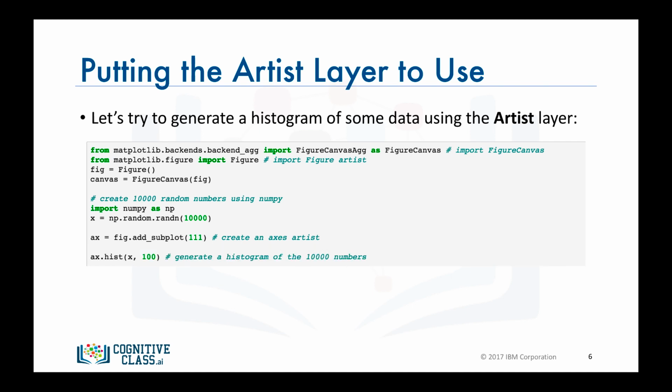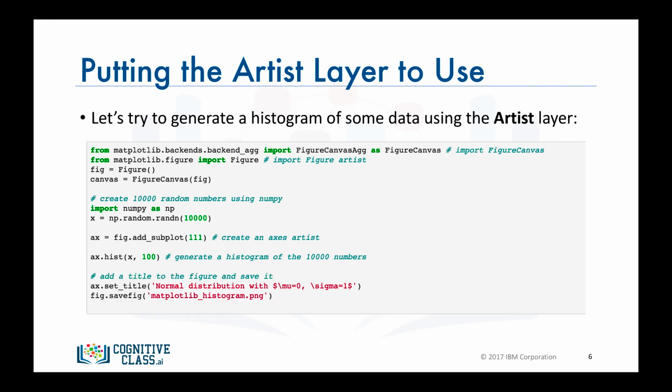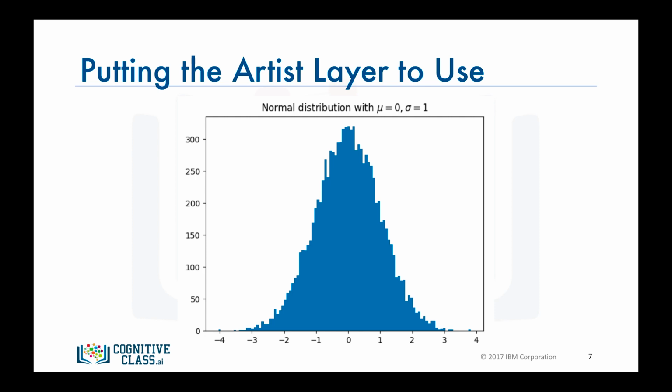Then we call the axes method hist to generate the histogram. Hist creates a sequence of rectangle artists for each histogram bar and adds them to the axes container. Here, 100 means create 100 bins. Finally, we decorate the figure with a title and we save it. Now, this is the generated histogram. And so this is how we use the artist layer to generate a graphic.